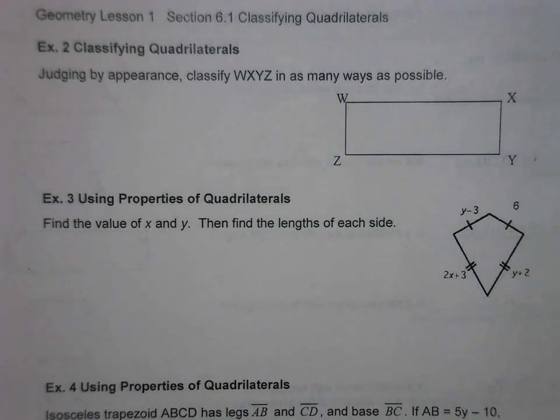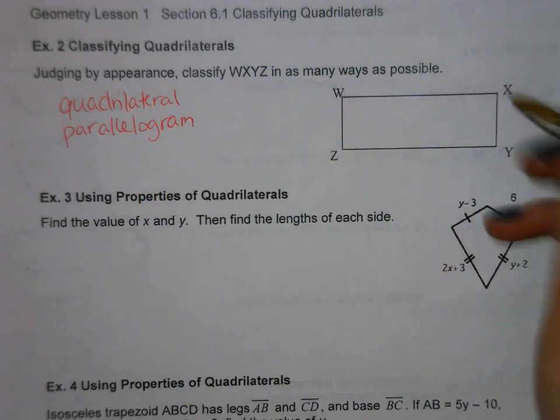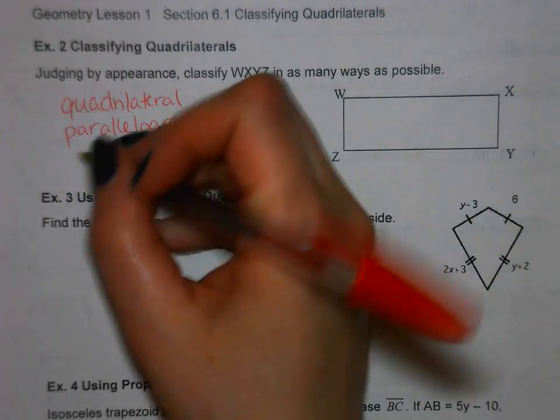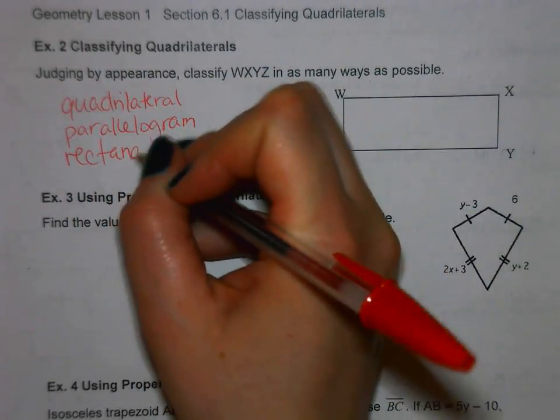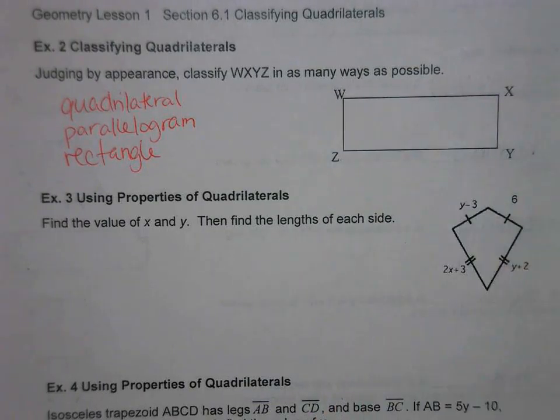Alright, we are still sticking with classifying quadrilaterals, but let's look at a figure, and let's classify it in as many ways as possible. So we have W, X, Y, and Z. First of all, we know it's a quadrilateral, because it has four sides. Parallelogram, because we have two pairs of opposite sides that are parallel. And we can say that this is also a rectangle. Judged by, we don't know for sure, but it looks like we have right angles.